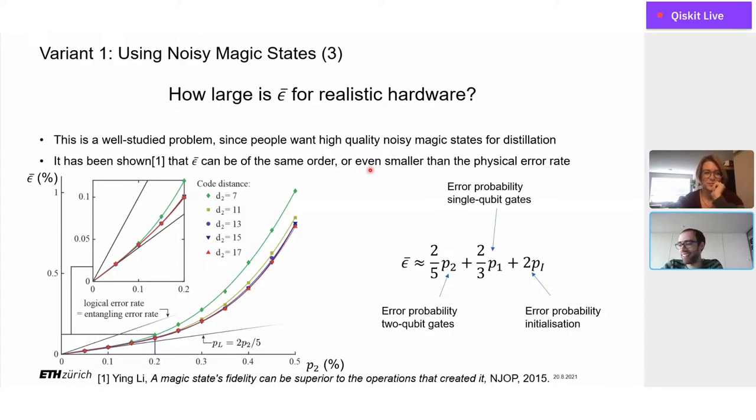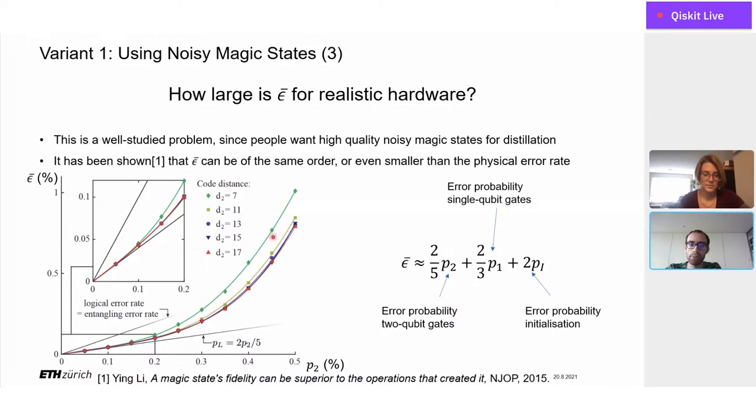People who do, let's say, conventional magic state distillation also want to have an initial circuit that prepares raw magic states that are of high quality. So here, for example, I show some results from Ying Li, which I believe back then was in the Simon Benjamin group, which showed this rather surprising result that the fidelity of a magic state can be even higher than the fidelities of the individual gates that produced that magic state.